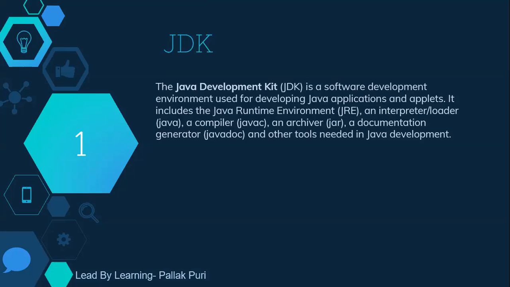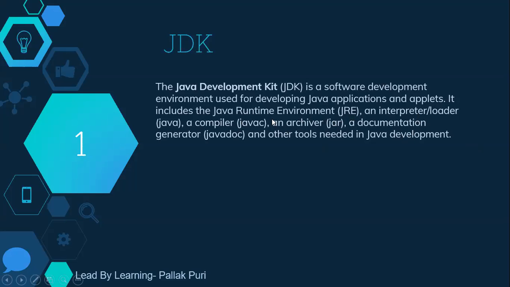So JDK provides environment to develop the Java application. JDK is known as Java Development Kit. It is a software development environment that is used for developing the Java application. So if I am a developer and I need to develop a Java program, for that purpose, that JDK environment has to be installed into my machine. And this JDK comes along with various tools that are required to develop a Java program.